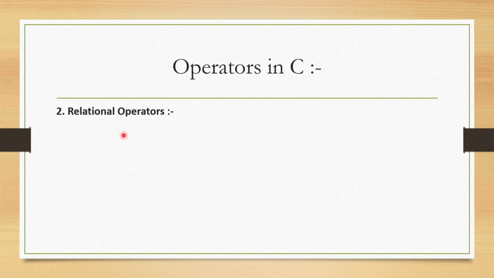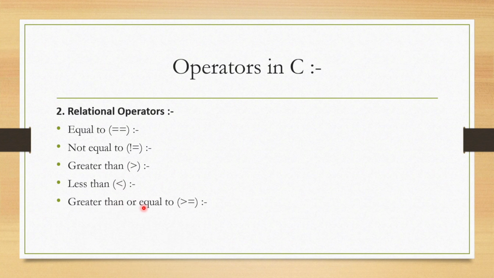Next we have relational operators, which are used to compare two values and return 0 or 1. It is used in conditional statements. It consists of 6 main operators. They are equal to, not equal to, greater than, less than, greater than or equal to, and less than or equal to. About this we will discuss in the program.